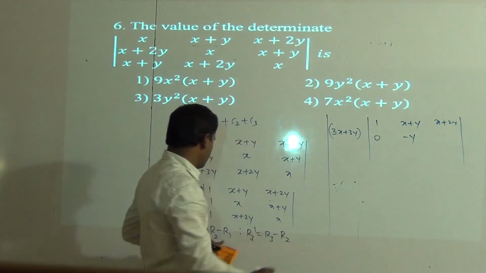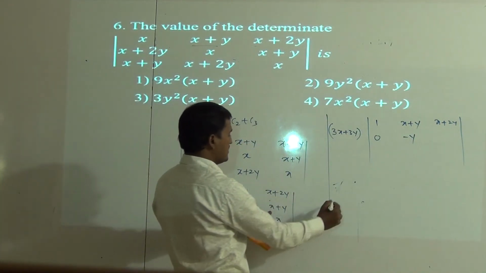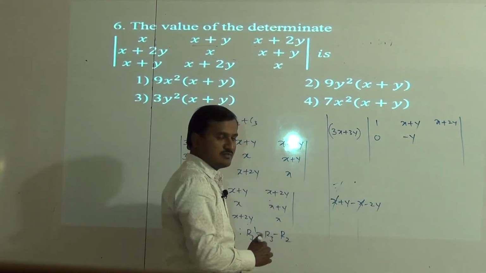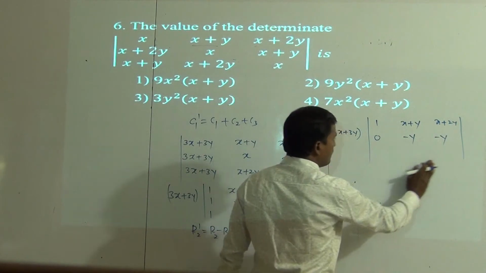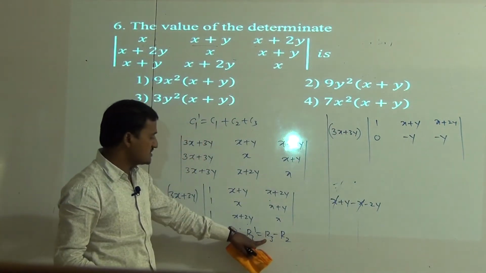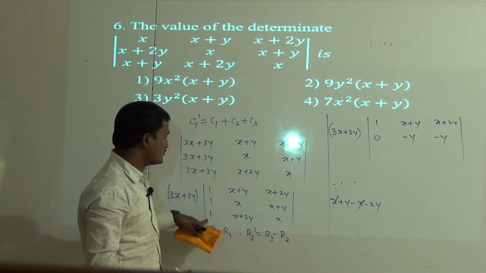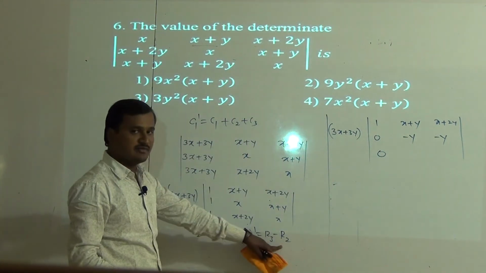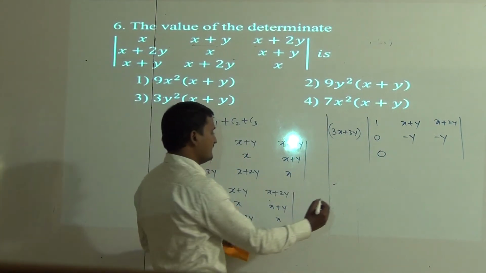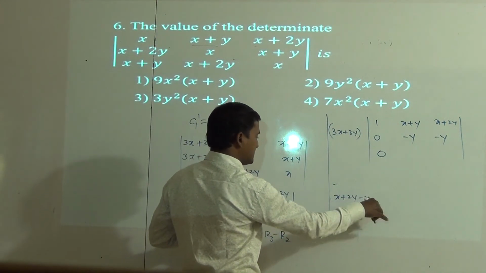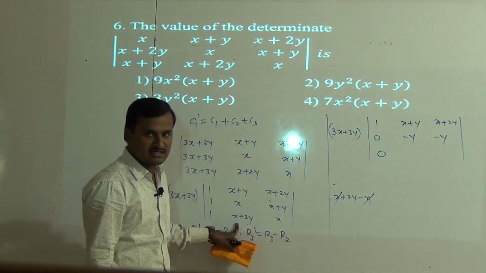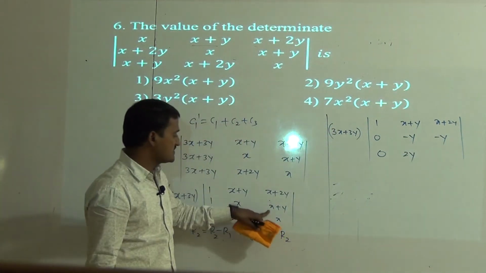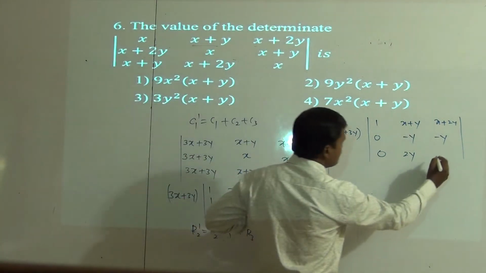Similarly R2 minus R1, so clearly it is x plus y minus x minus 2y. So minus 2y plus y means clearly again it is minus y. Next operation is R3 minus R2: 1 minus 1 becomes 0. Next R3 minus R2, R3 is x plus 2y minus x. Clearly plus x and minus x get cancelled, so clearly it is 2y. Next x minus y means clearly it is minus y.